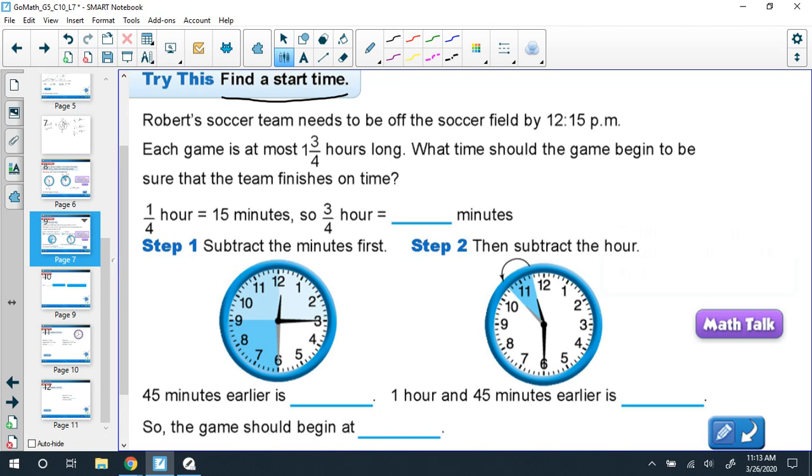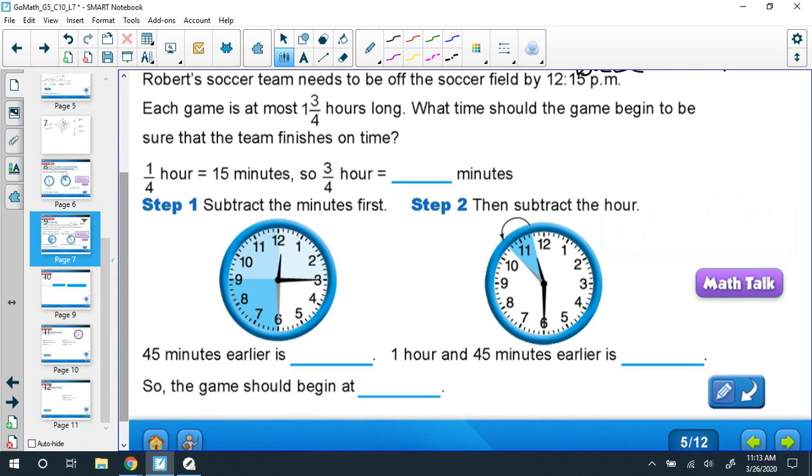So we're given a time where we're going to end, and we need to find out what time we need to start. So anytime that we are given our end time and we need to find our start time, instead of counting on, we're going to count back. And we're going to do it the exact same way using our clock down here. So we know that they need to be off by 12:15. We know that they're going to play for 1 3/4 hours. And so we need to work this out.